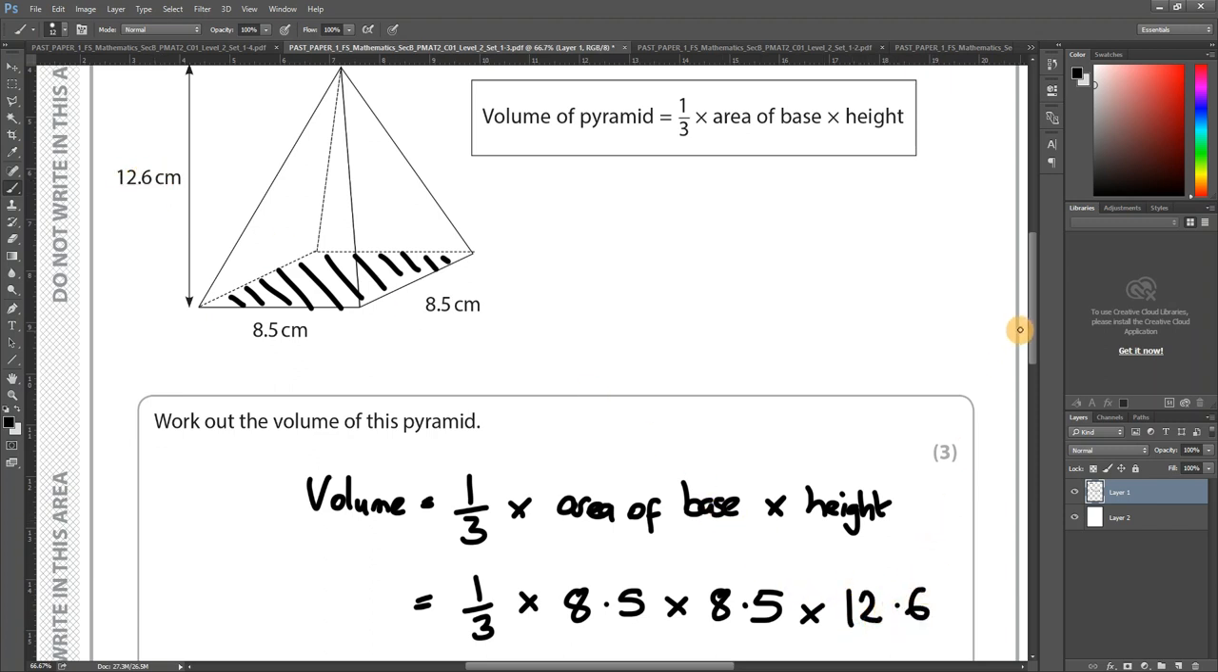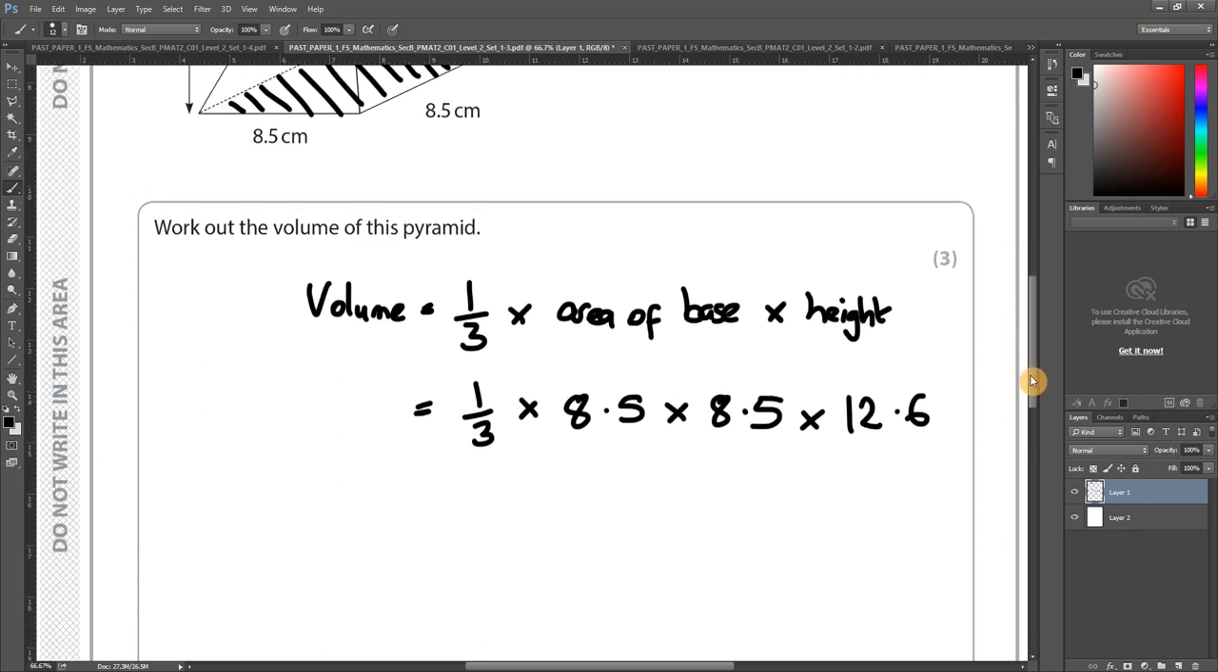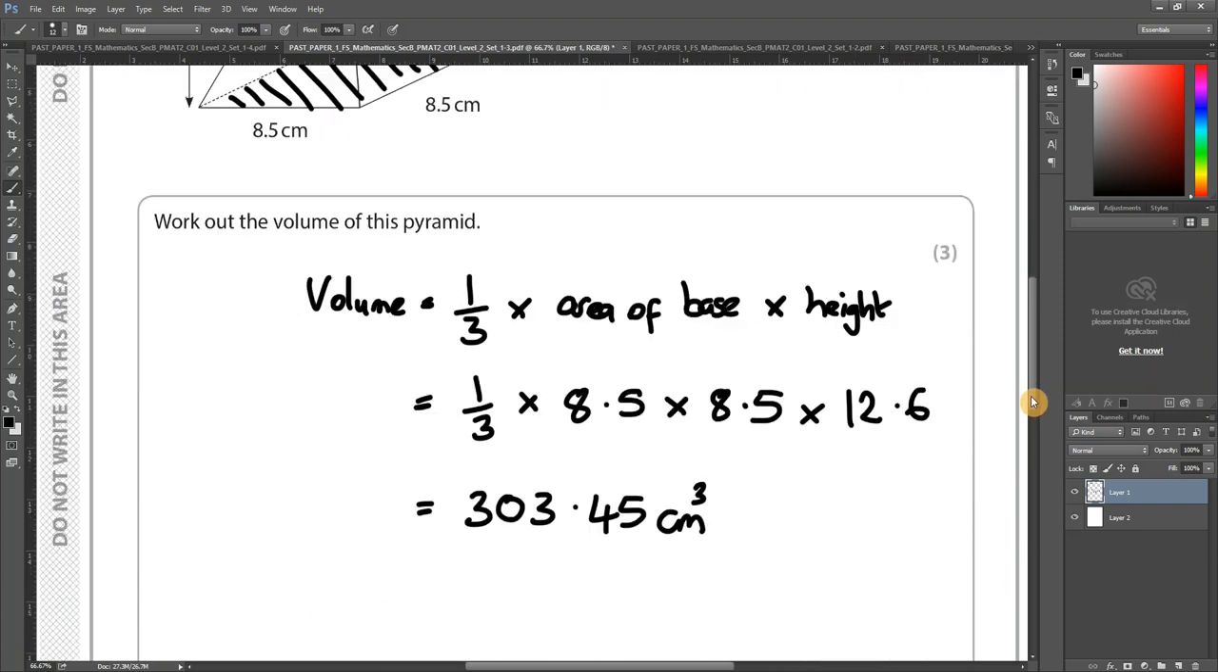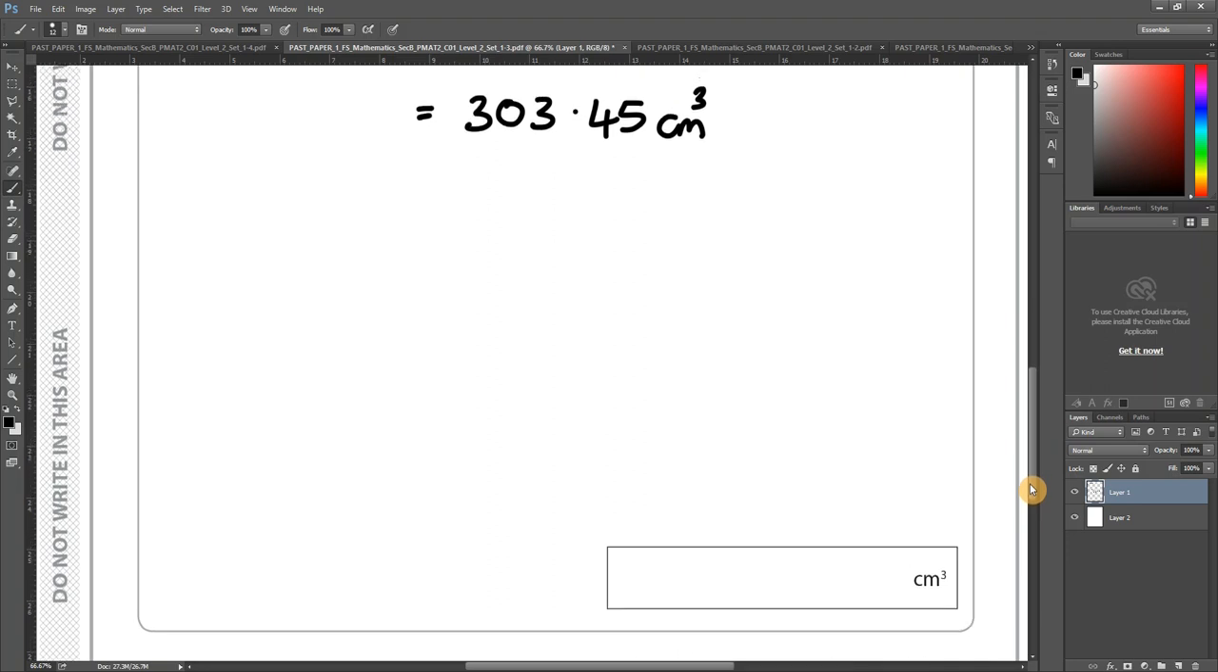And you can type this whole thing in your calculator, or you can do it in stages. I'm going to just type it in as it is. So a third. And you can use 1 divided by 3 for a third if you don't want to use the fraction button. Times that, times that, times 12.6. And as a decimal, should be 303.45. And that's going to be centimetres cubed. Yeah, because it's all in centimetres anyway. So if it's volume, it even says in the answer box. So yeah, 3 marks just for doing that.